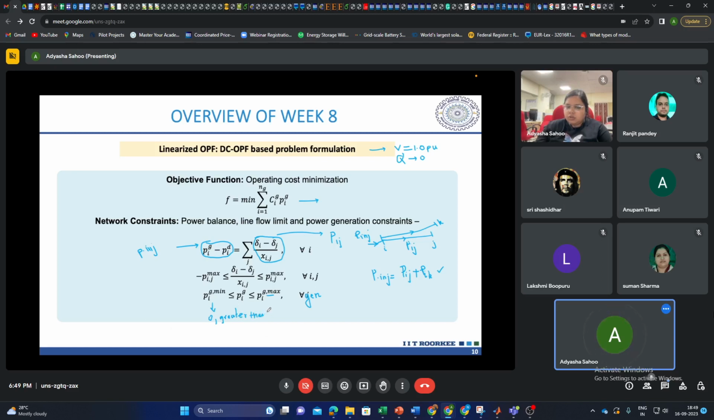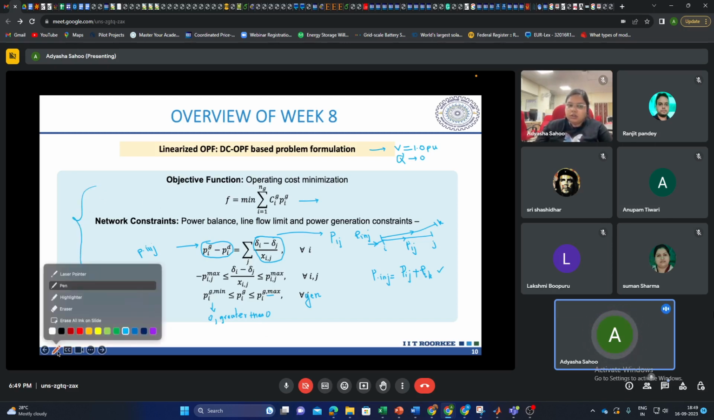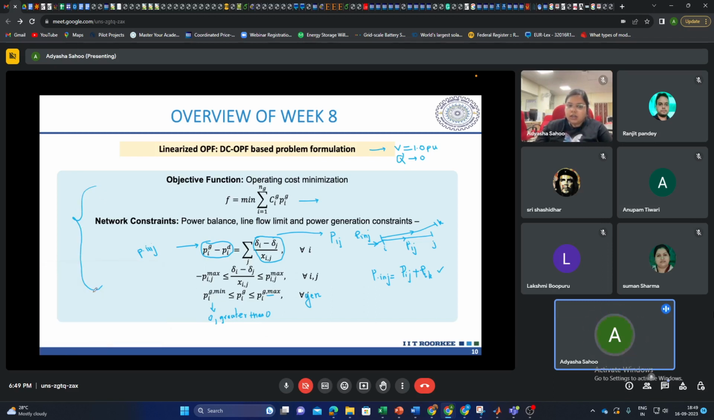So this is our DCOPF problem. And can anyone tell me what is the solution for this problem? Like what will we get after solving this optimization problem? Or basically I'm asking what are the variables here? We are optimizing this problem with respect to which variables? Anyone?